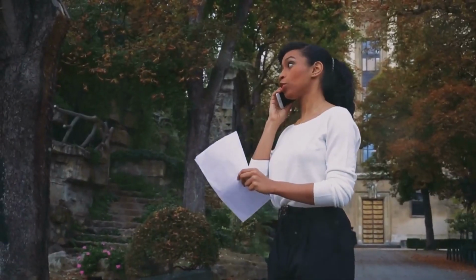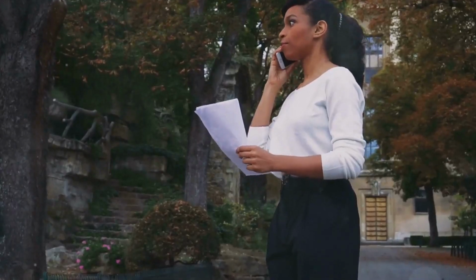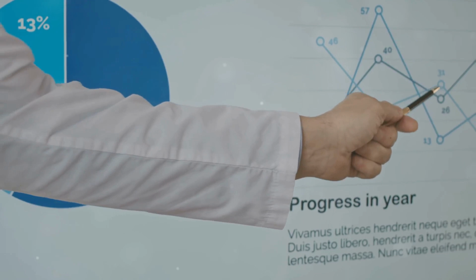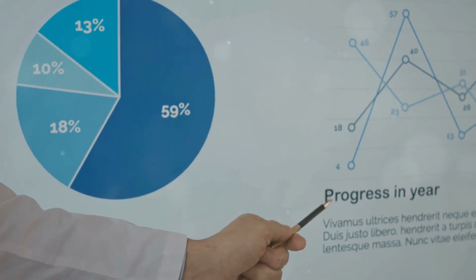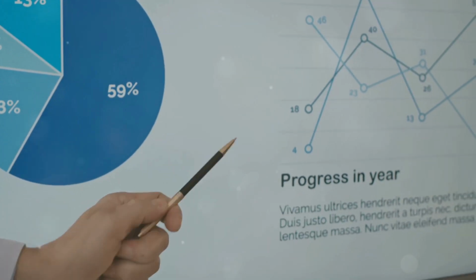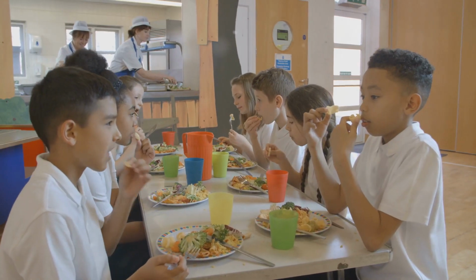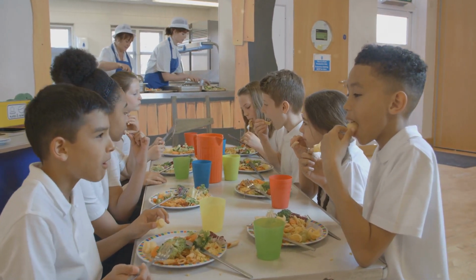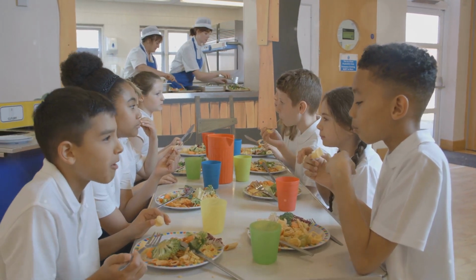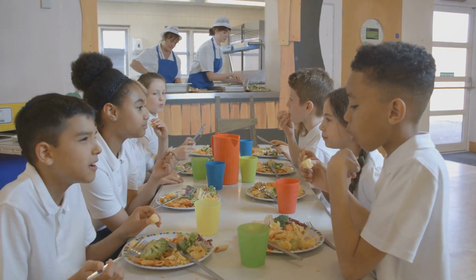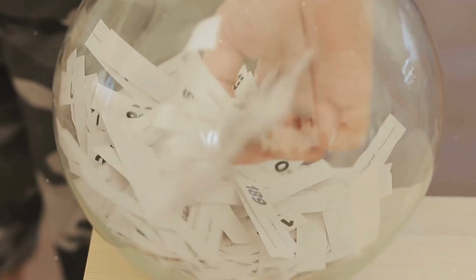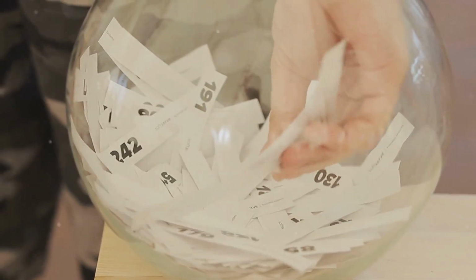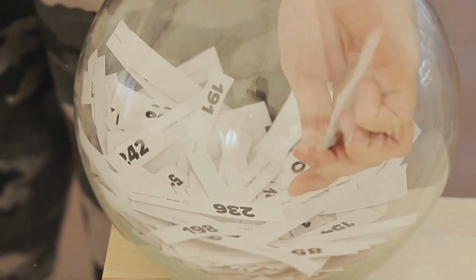Next, we need to determine how we'll recruit our participants. This involves defining our target population and selecting a sampling method. For example, if we're studying the impact of a school-based nutrition program, our target population might be elementary school students from a particular district. We might use a random sampling method to select participating schools and students.